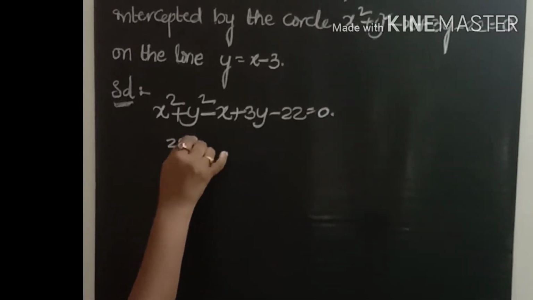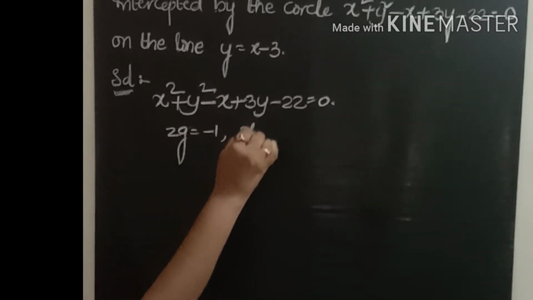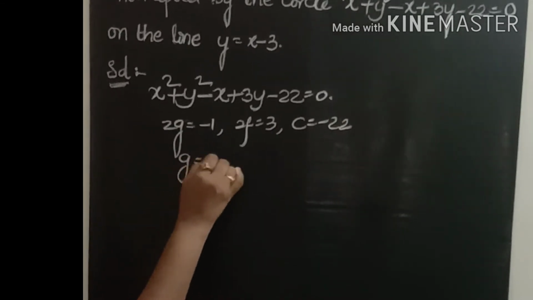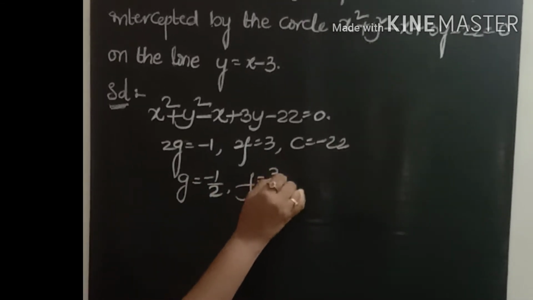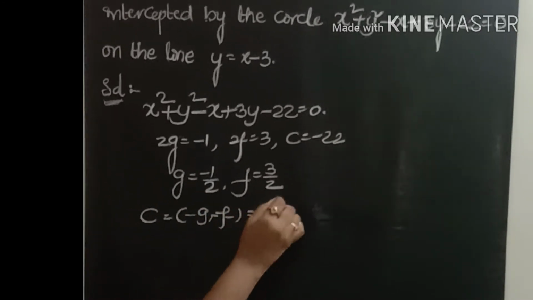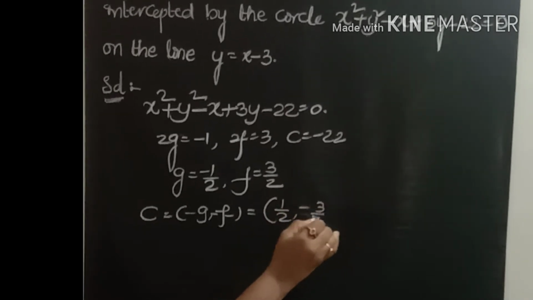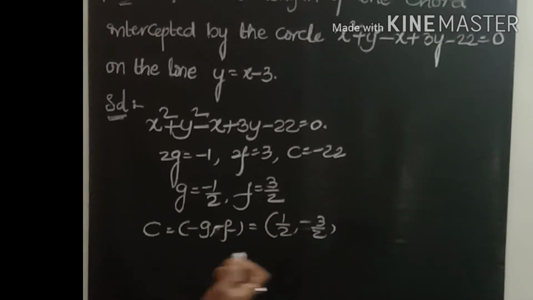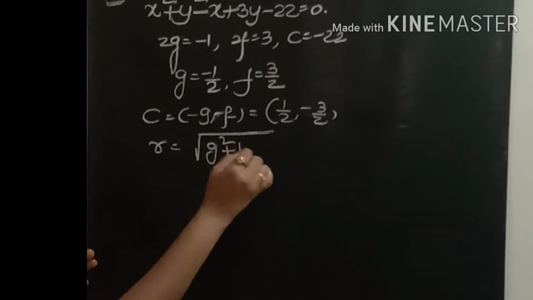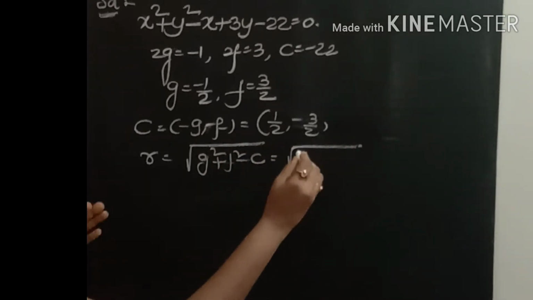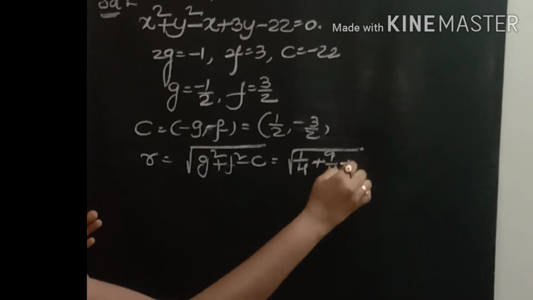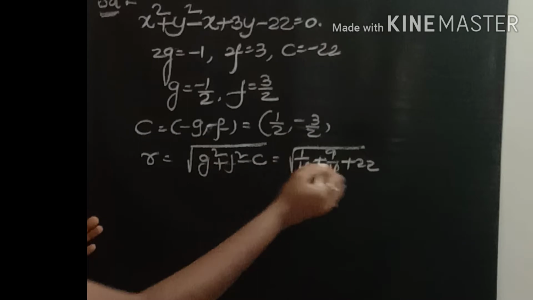Now finding the center value: 2g is equal to minus 1, 2f is equal to 3 and c is equal to minus 22. Then g is equal to minus 1 by 2, and f is equal to 3 by 2. Therefore the center is equal to minus g comma minus f, that is 1 by 2 comma minus 3 by 2. And the radius r is equal to the square root of g square plus f square minus c, which is the square root of g square 1 by 4 plus f square 9 by 4 plus 22. Since c is equal to minus 22, minus of minus becomes plus.